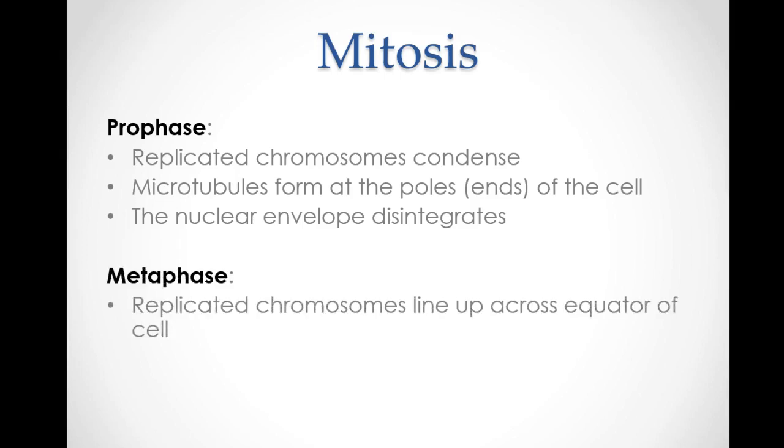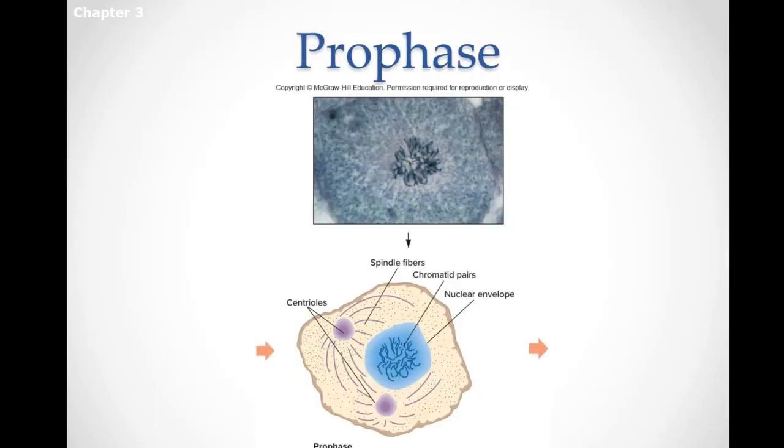Next is metaphase. In metaphase, those replicated chromosomes are going to line up across the equator, or the middle of the cell. Those microtubules that we just formed are going to attach to those centromeres, and those microtubules are referred to as spindle fibers.